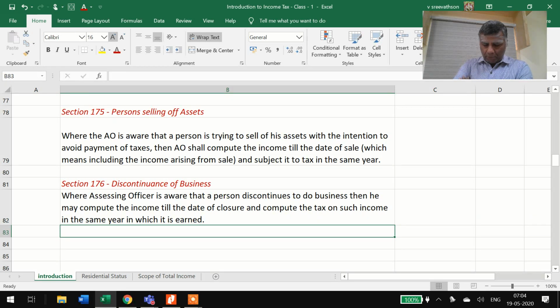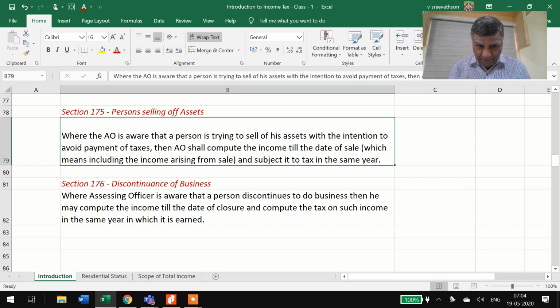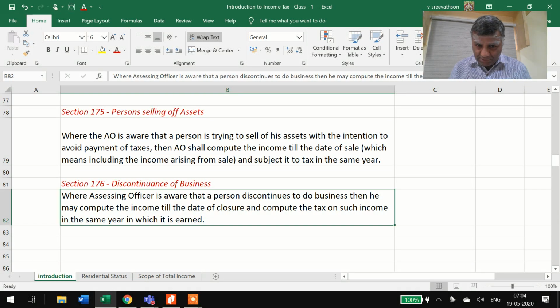So, go ahead with your question. In section 175, they are charging tax till the date of sale, and the sale proceeds which he is going to get out of the sale. Yes. Okay, sir. Which means including the income arising from sale.